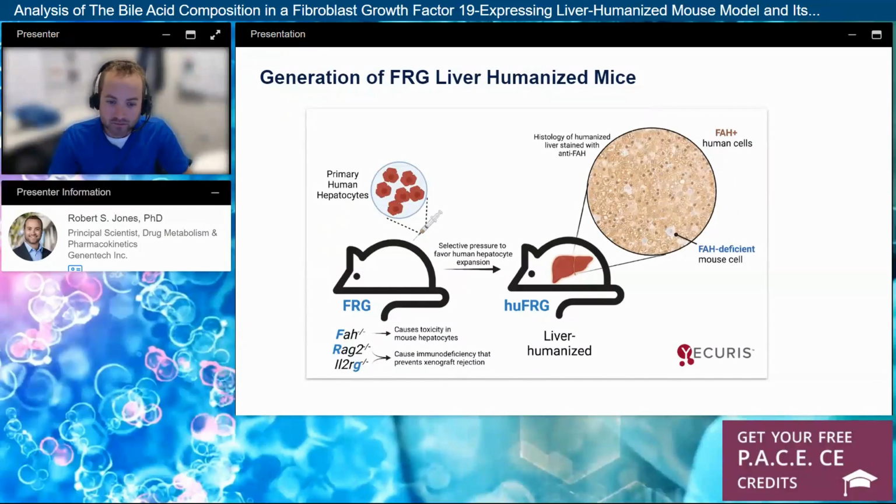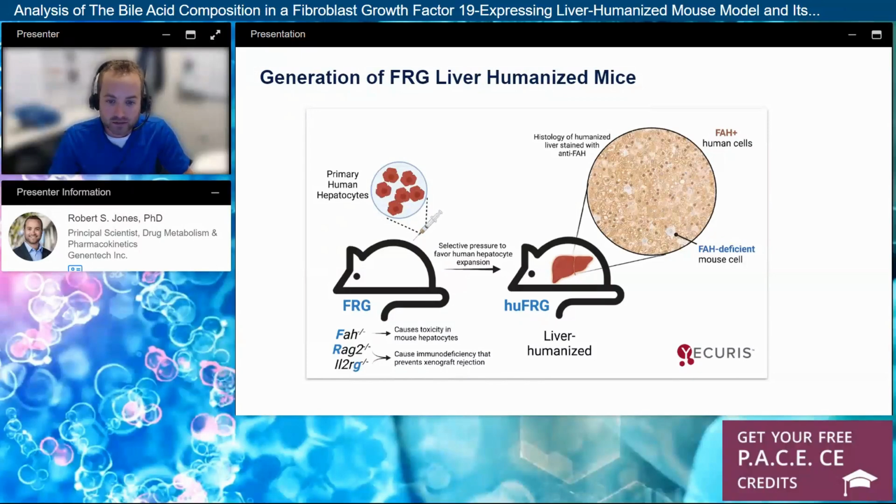The F in the bottom left-hand corner, the FAH knockout, is a fumarylacetoacetate hydrolase knockout. What that does is selectively cause toxicity in the mouse hepatocytes themselves. In addition, we also incorporate a RAG2 and an IL2RG knockout, which causes immunodeficiency that prevents xenograft rejection. So what we're essentially doing is knocking out the murine hepatocytes as well as creating an immunocompromised mouse model, thereby giving us the ability to introduce human hepatocytes to the ablated murine liver.